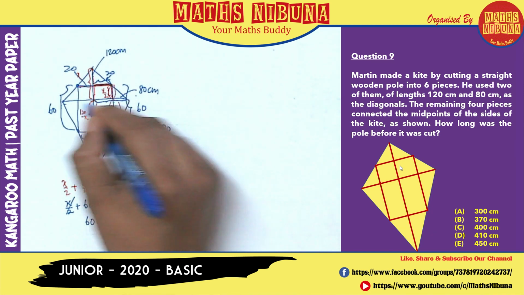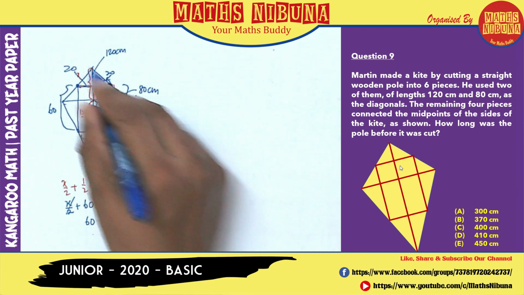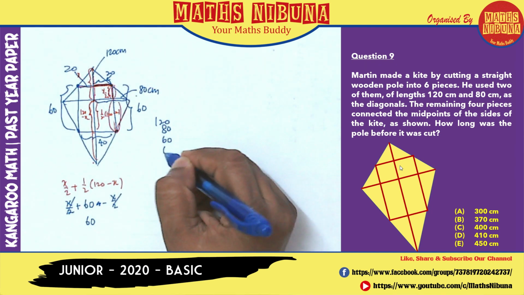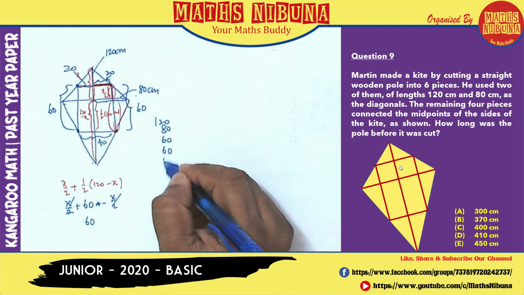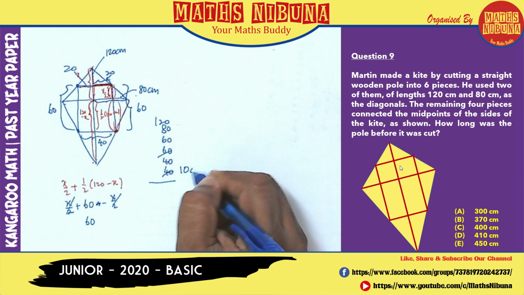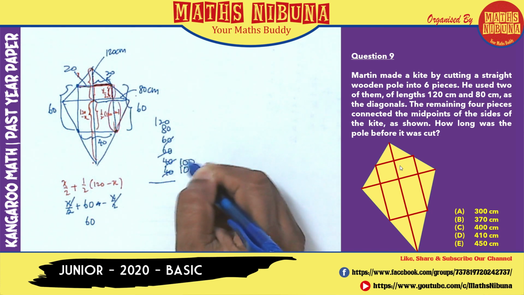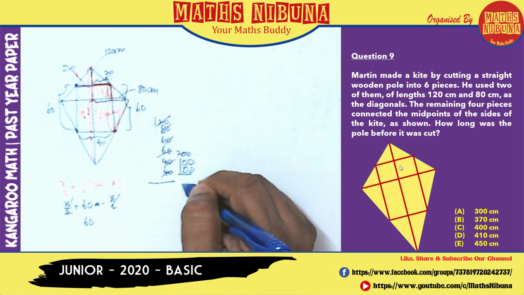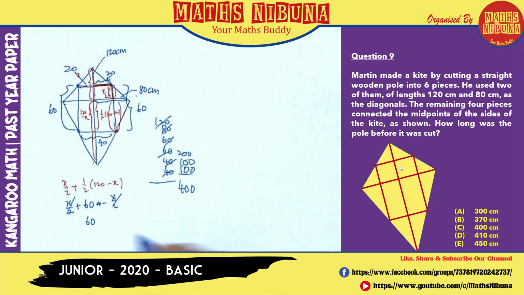This one 120, this one 60, 60. 2 times 60, and then 40, 40, 2 times 40. 60 plus 40 is 100, 60 plus 40 is 100, 120 plus 80 is 200. So 100 plus 100 plus 200 is 400. So the answer is 400, C.